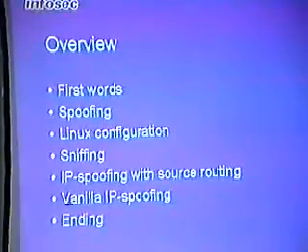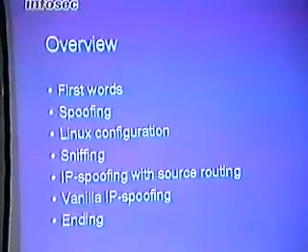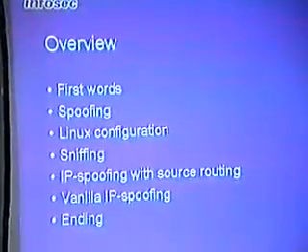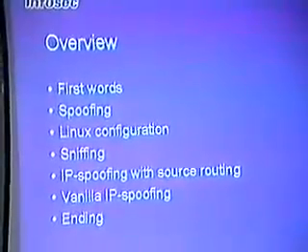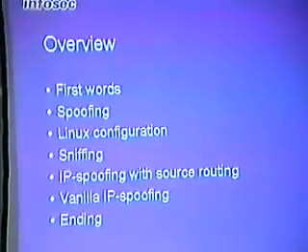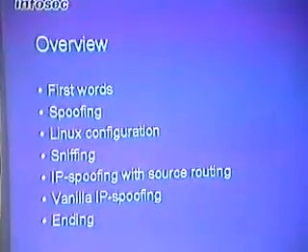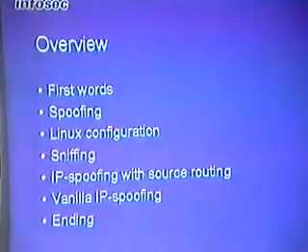Then we'll talk about how to set up IP spoofing with source routing. We will have some slides about source routing first, and then vanilla IP spoofing, how easily it is set up, and then an ending. And there will be time to get to the Cult of the Dead Cow show, but it will be hard to get in there, you know.